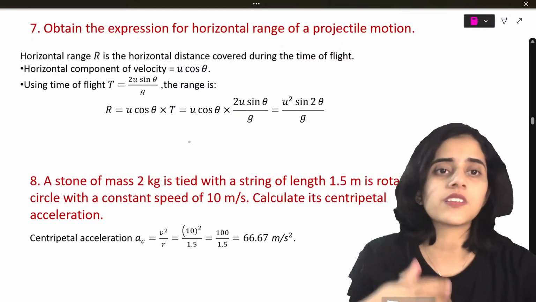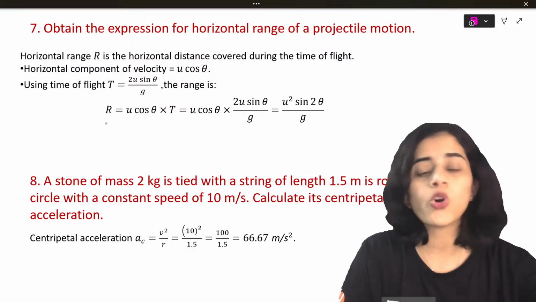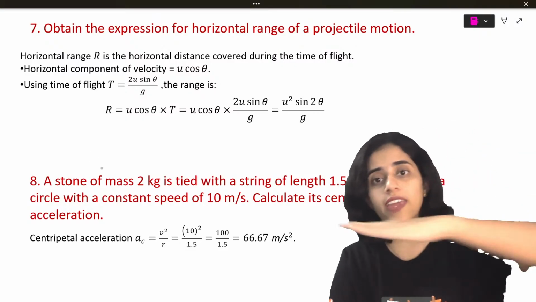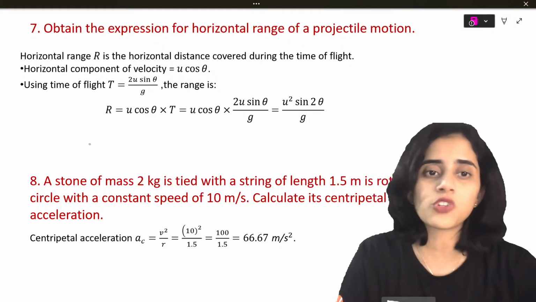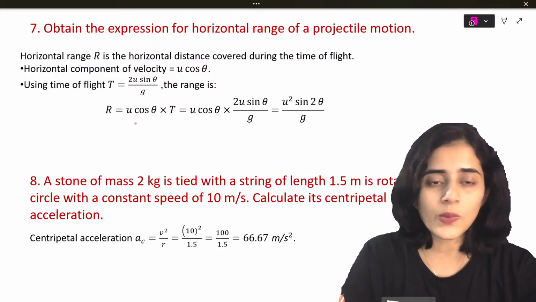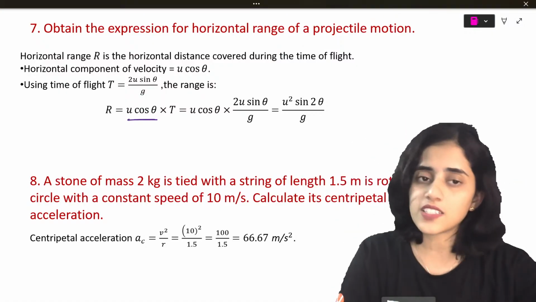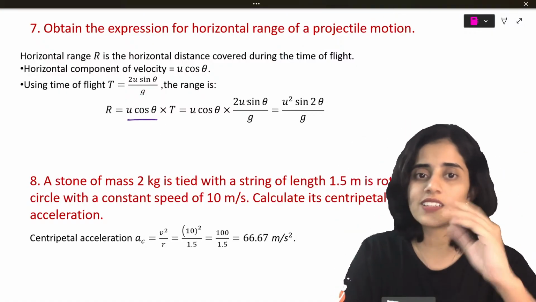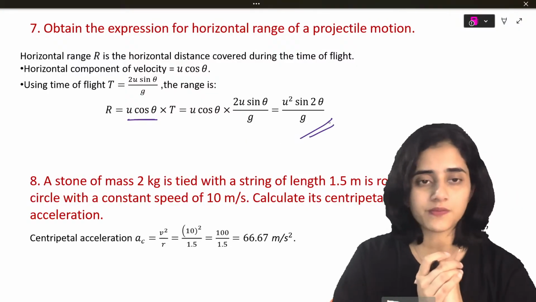Okay, next question. Obtain the expression for horizontal range of a projectile motion. Horizontal range is along the x-axis. So for horizontal range, I'm going to take R is equal to initial velocity along x-axis into time of flight. So u cos theta into T. T we already found out. Then you will get the final answer.